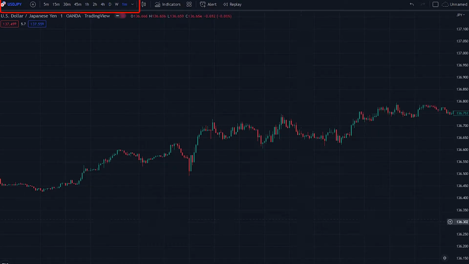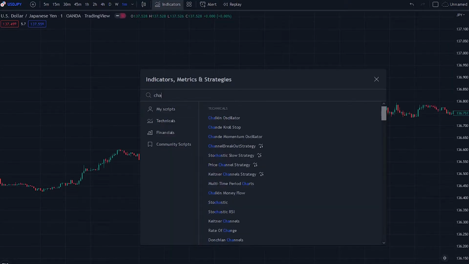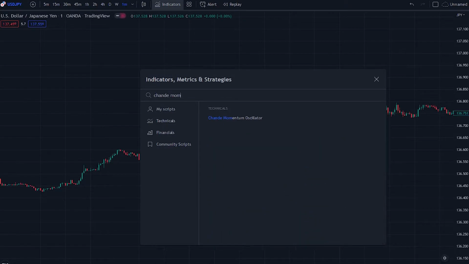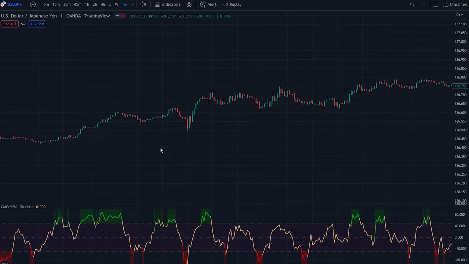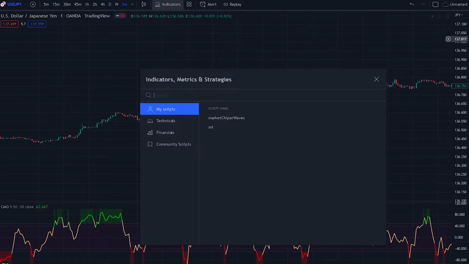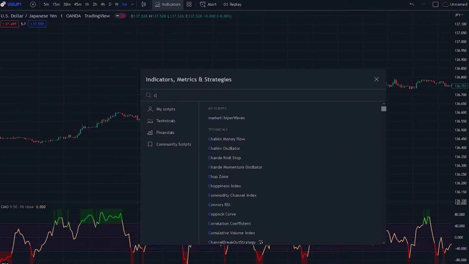This strategy includes two free trading indicators. For the first indicator, let's search for Chain Momentum Oscillator. This indicator is made by Everget. For the second indicator, let's search for Cumulative Delta Volume. This indicator has been made by Lonesome the Blue.